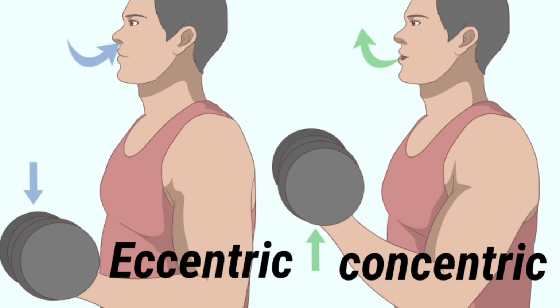So understand, in isotonic muscle contraction, there are two kinds of movement. One is eccentric, which is towards gravity. One is concentric, which is against gravity, as I'm showing in this picture. See, against gravity, arrow going up, it is concentric. Towards gravity, arrow coming down, downward arrow, it's eccentric. So guys, this is for your muscle contraction.